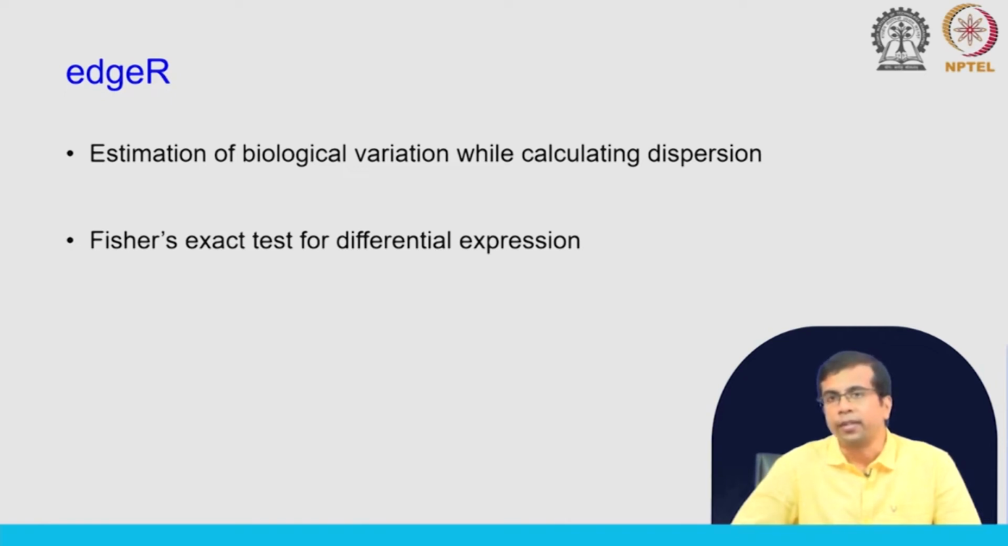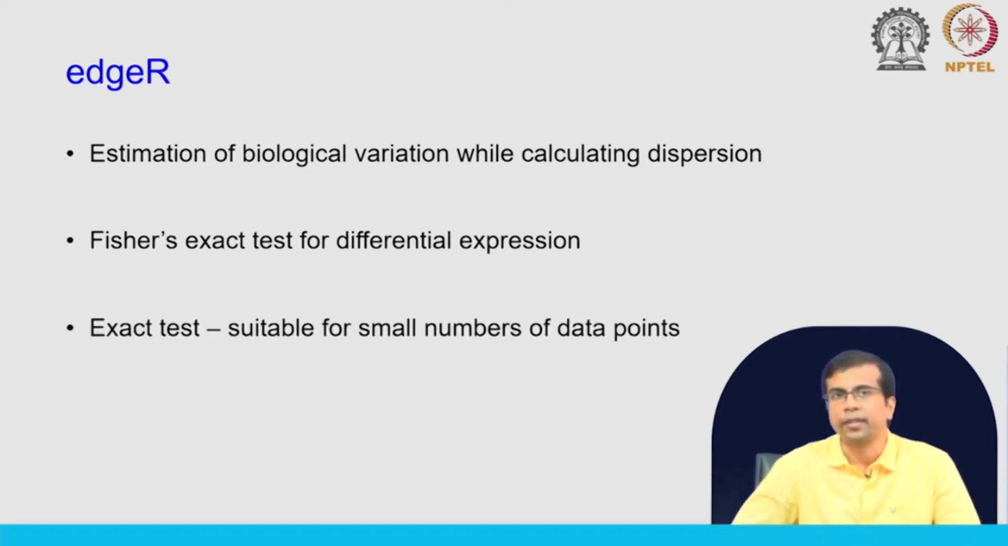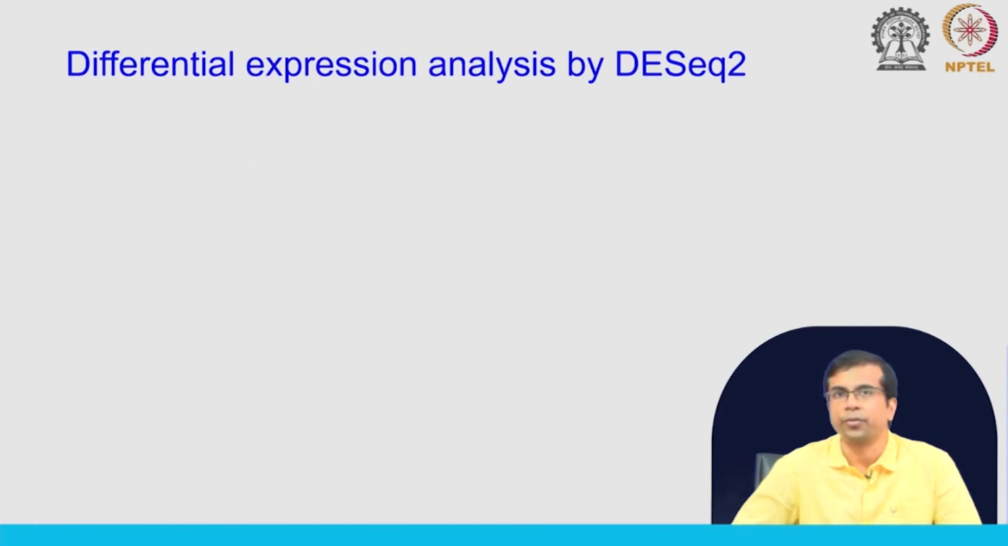And for statistical testing or hypothesis testing, right, we have seen DESeq2 uses the Wald test, but edgeR uses Fisher's exact test for differential expression. Okay. So, to identify these differentially expressed genes, it will use something called Fisher's exact test. So, what is the advantage of Fisher's exact test? Because it is an exact test, it can work with very small numbers of data points. So, even if you are working with only 2 replicates or 3 replicates, it would give you more robust results, okay, because this is an exact test that is used.